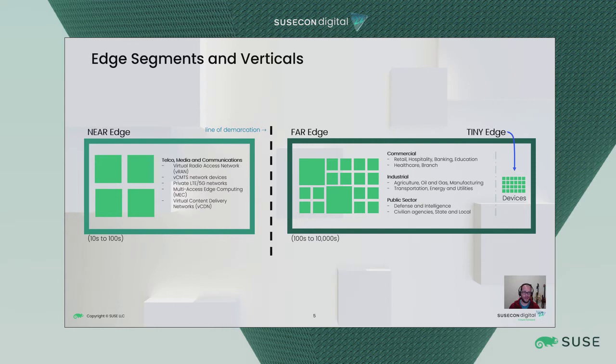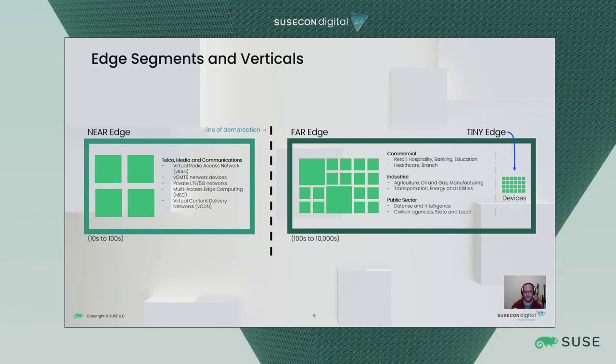And also, you probably only have maybe 10 to 100, maybe 1,000 locations for this near edge. So for the far edge, we're talking more about retail, transportation, public sector. Typically, we're looking at locations that probably have 3 to 5 nodes, maybe 1 or 2 for something even smaller. But you're probably looking at a retail location or restaurant where you maybe have a couple thousand of these, potentially tens of thousands of these locations across the world.